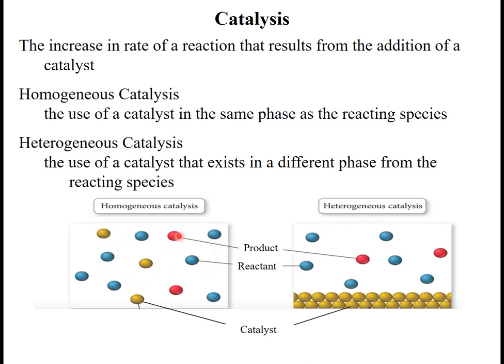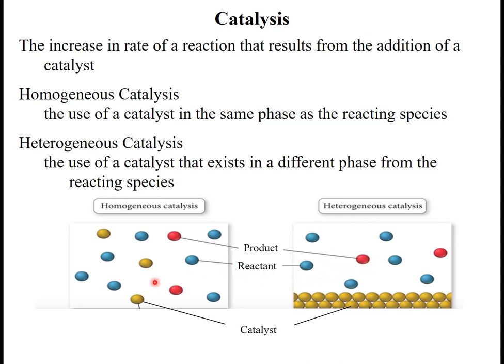Okay, and so I have a reactant, reactants are blue. I have a product in red, and the catalyst is in yellow. Since the reactants, products, and catalyst are all in the same phase, it is considered to be homogeneous. Heterogeneous is probably more common, at least in chemistry; in biology, homogeneous is more common. Heterogeneous is where the catalyst is in a different phase. Again, this is the same color scheme: down here a solid is my catalyst, whereas my reactant and products are in the gaseous phase.